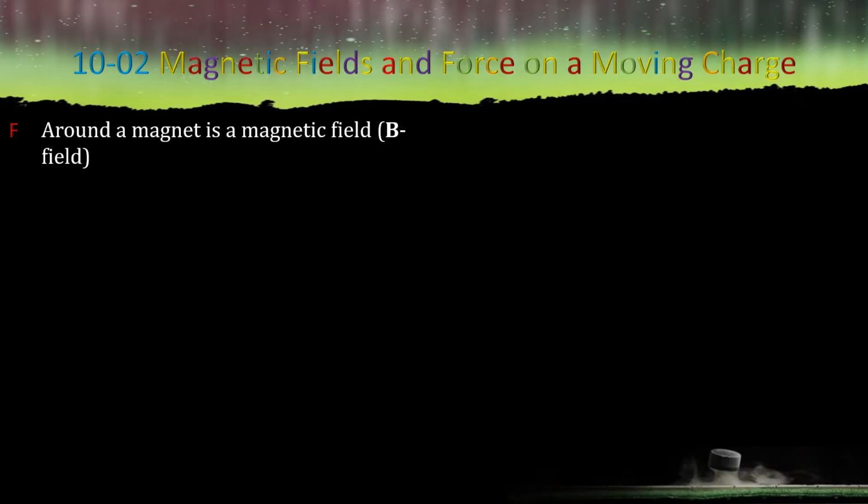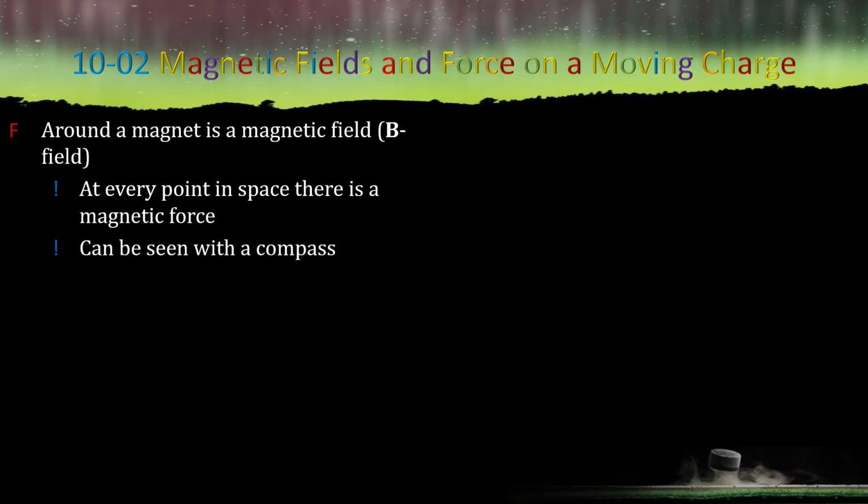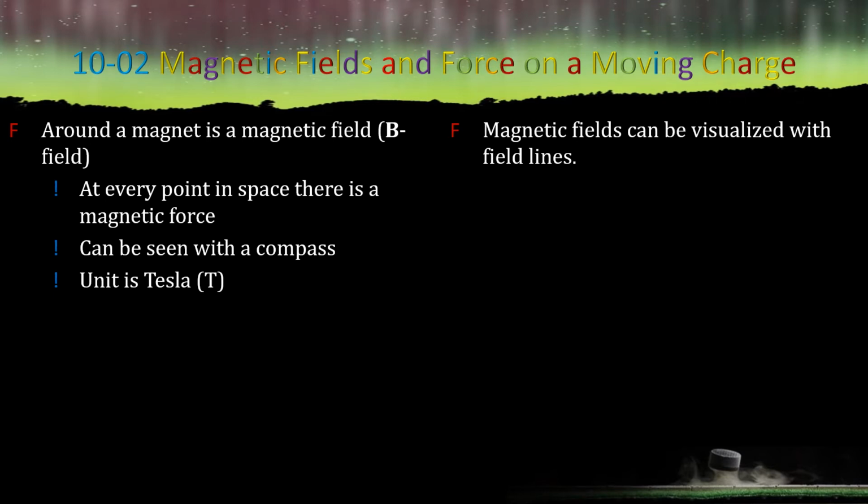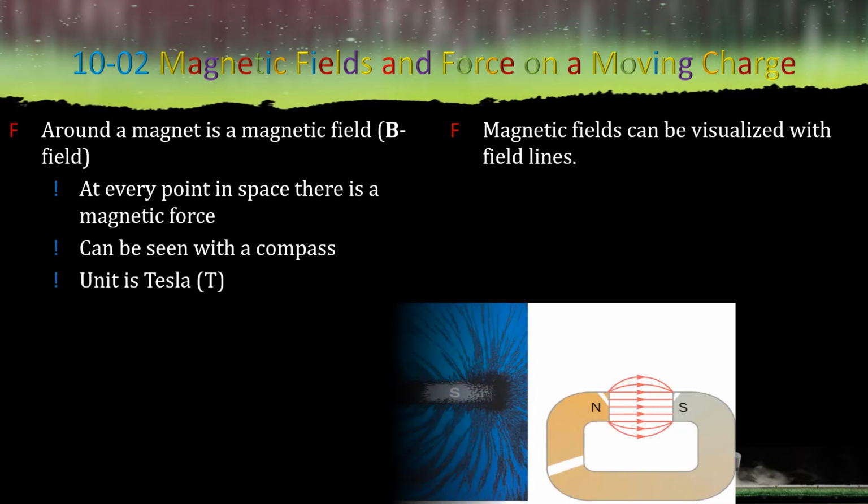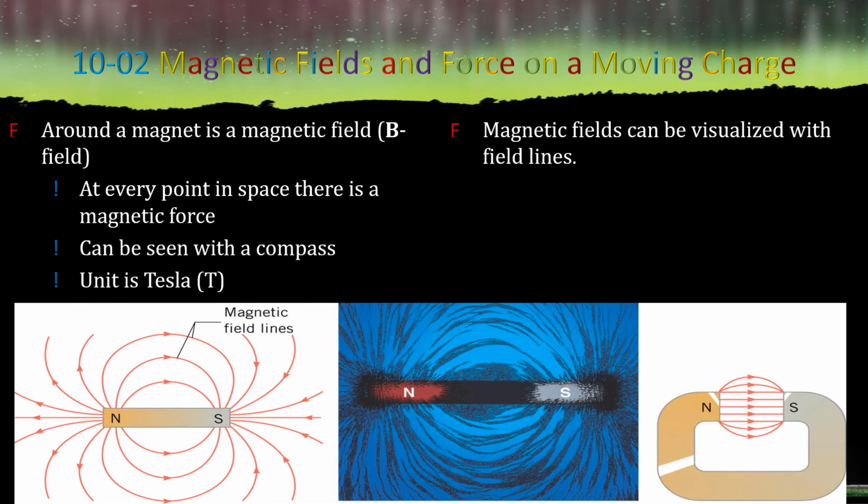Around a magnet is a magnetic field. At every point in space, there is a magnetic force. It can be seen with a compass. Its unit is the Tesla. Magnetic fields can be visualized with field lines like this, from the north pole to the south pole.